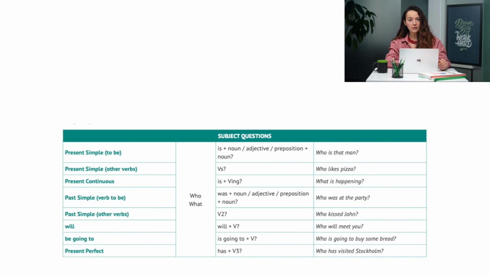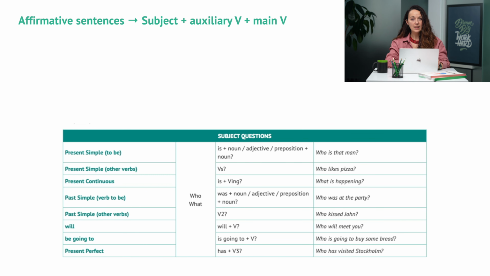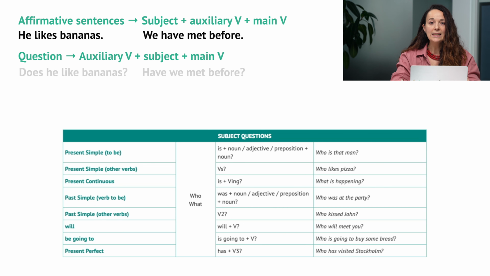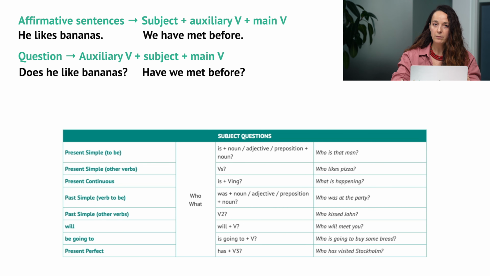Before we look at this chart about questions to the subject, let me remind you of the standard question structure in English. In affirmative sentences, the auxiliary verb and the main verb usually go after the subject. He likes bananas. We have met before. In order to form a question, we have to put an auxiliary verb before the subject. Does he like bananas? Have we met before?